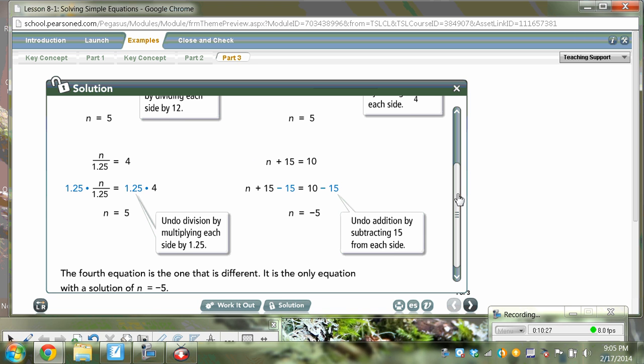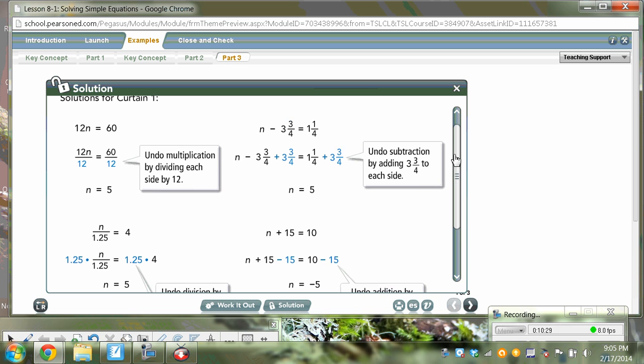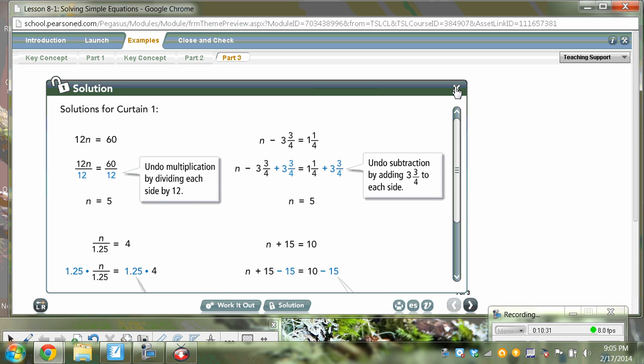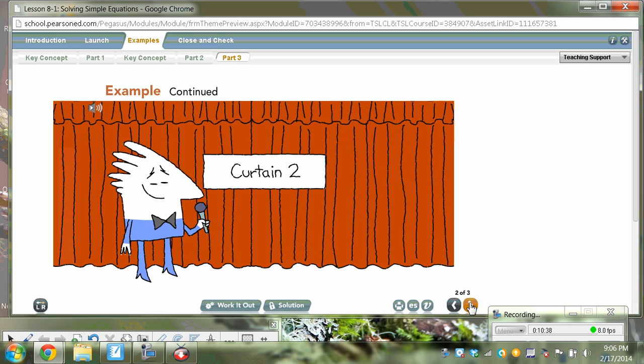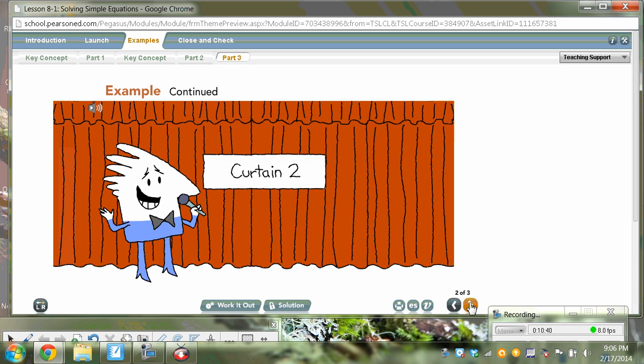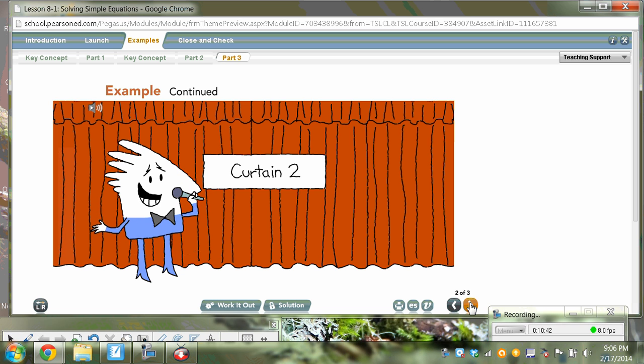Please take the time to review this section if you need to double check your work to make sure that you're doing it correctly and are following the steps correctly. We have one more curtain to look at, so let's go and listen. Hopefully you can hear them. Now we're going to see what challenges are behind curtain two.